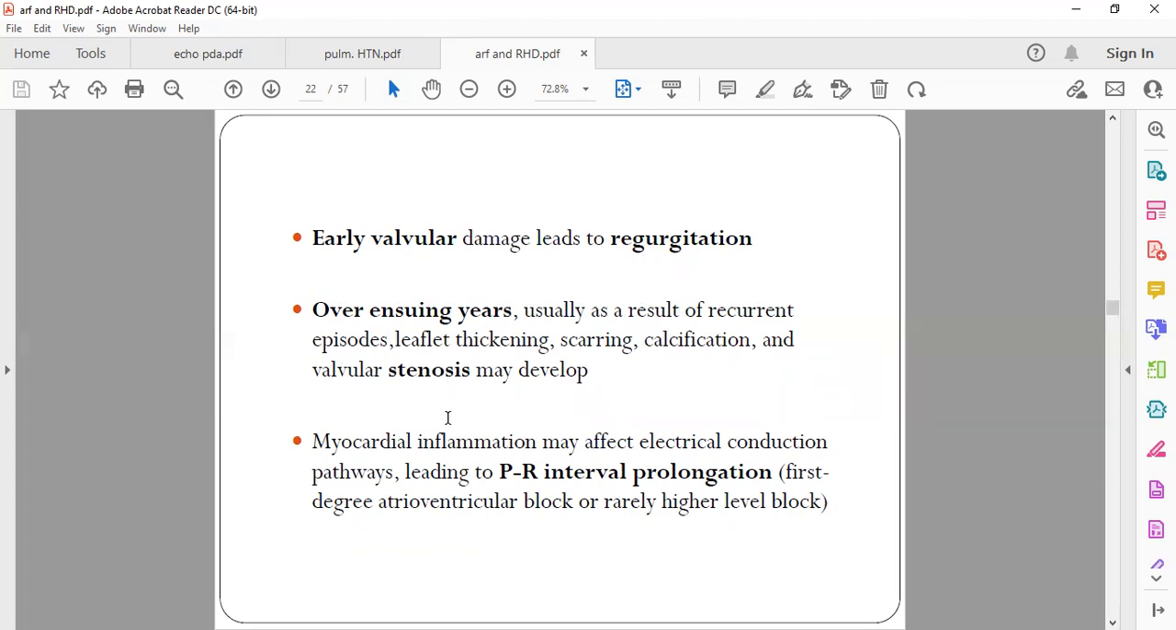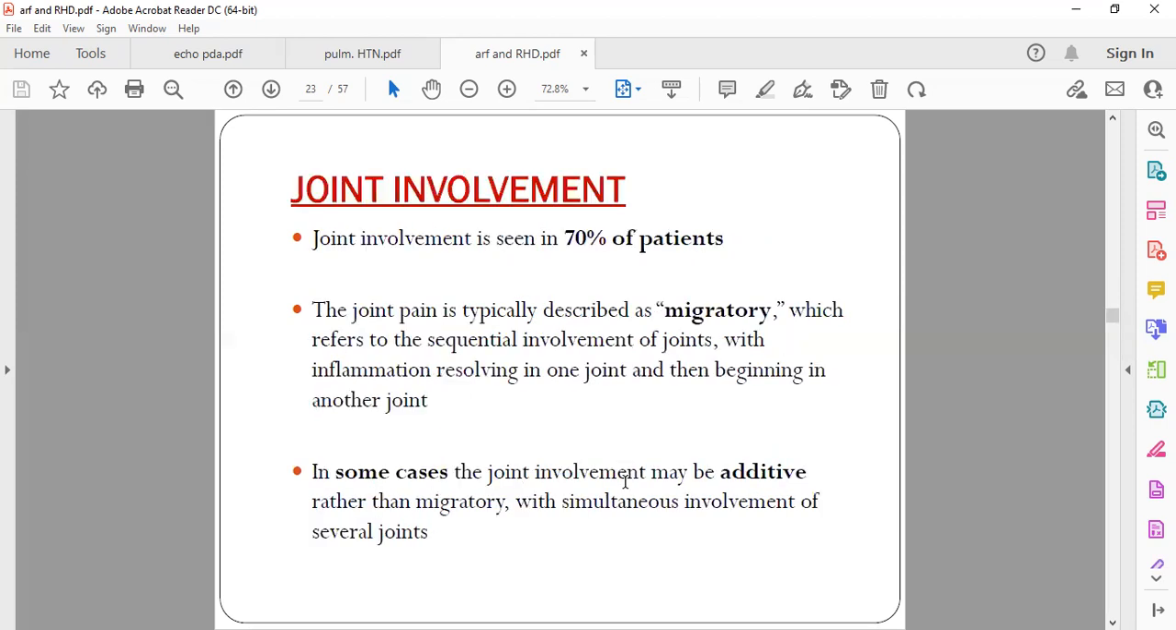Also, the inflammation attacks the nodes, the AV node and so on, which leads to PR interval prolongation. If your AV node is affected, there is decreased conduction from the sinoatrial node to the atrioventricular node. Conduction through the atrioventricular node is detected on ECG by the PR interval. That's why PR interval prolongation is seen.